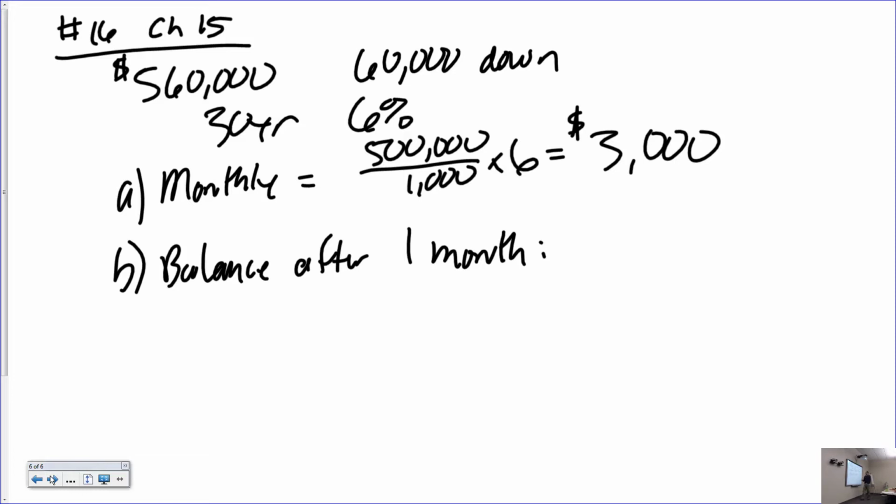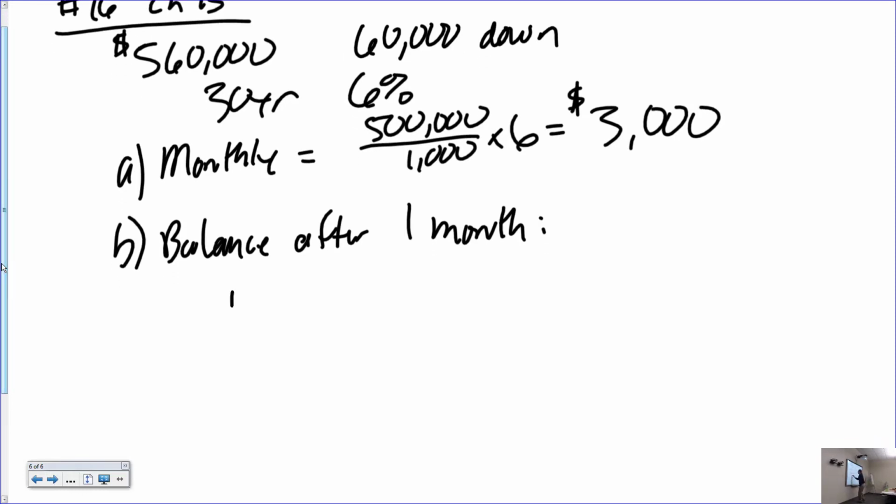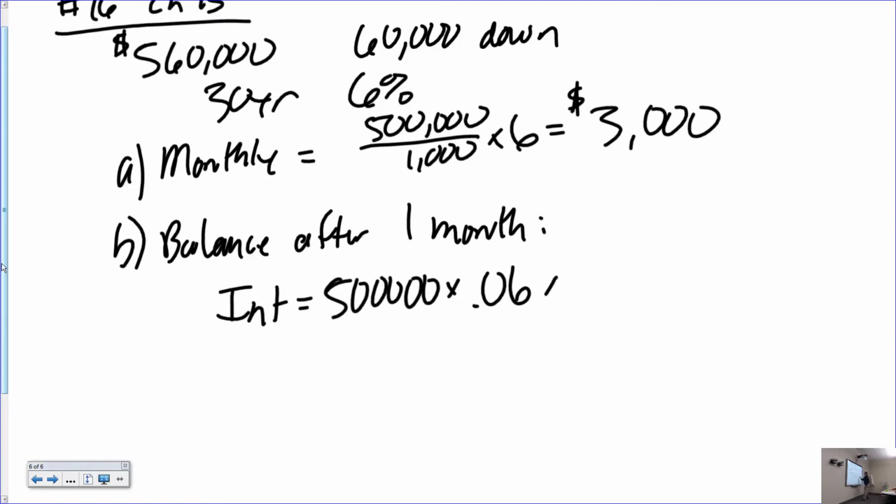And the balance after 1 month. So in other words, folks, how much interest do you pay in the first month? That's where you take the 500,000 times 0.06 times 1/12, because it's 1 month, right? And you come up with $2,500. So the $3,000 is going to pay $2,500 in interest first.